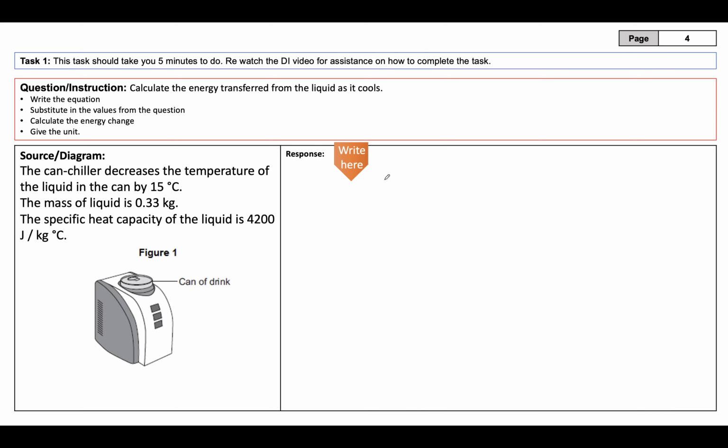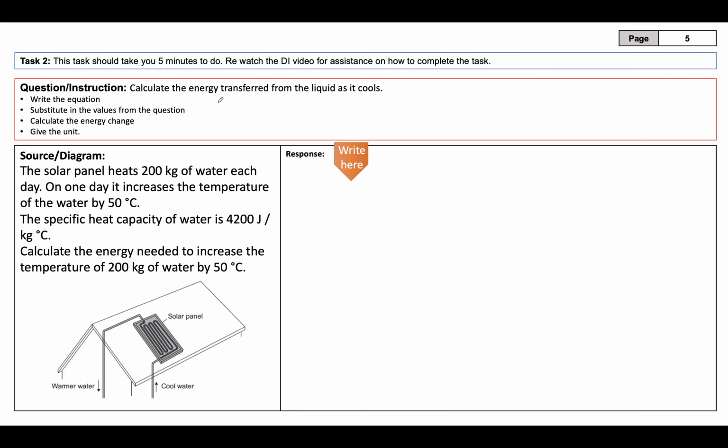So these next 3 or 4 questions are ones that you need to do yourself. I would make sure that I followed these steps every time. So you're going to write the equation, you're going to substitute the values, you're going to calculate the energy change, and you're going to give the unit. So this one's looking for energy transferred. So all you need to do is use your MC delta T, your change in temperature. That should be fine.